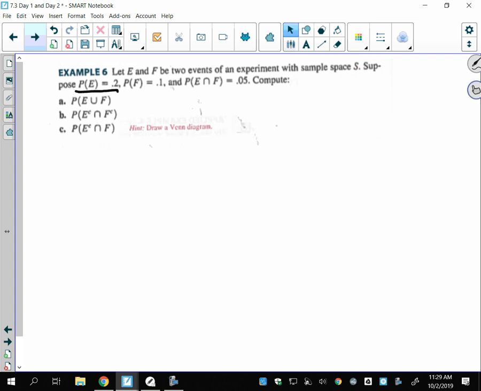The probability of E is 0.2. The probability of F is 0.1. And they're telling us that E intersect F has probability 0.05. And then they ask us to compute these probabilities. It says, hint, draw a Venn diagram. This is not mutually exclusive. If there's an intersection, it's not mutually exclusive. So I'm going to draw that Venn diagram first.